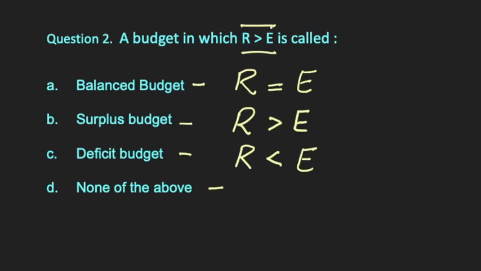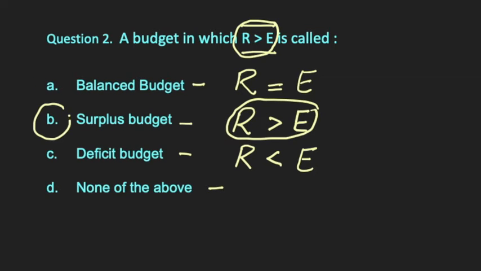So in this case we can see revenue is greater than expenditure, and it is the second case, that of surplus budget, where revenue is more than expenditure. So a budget in which revenue is greater than expenditure is called therefore a surplus budget.